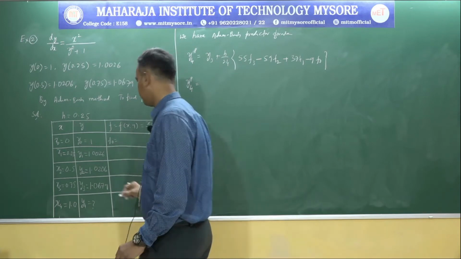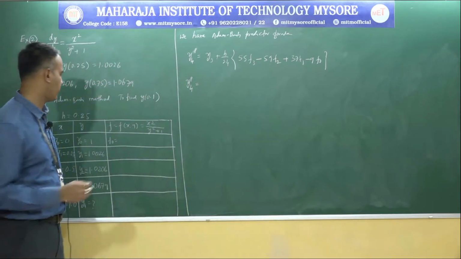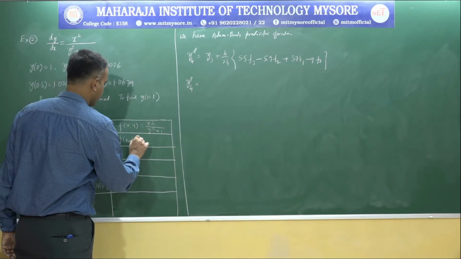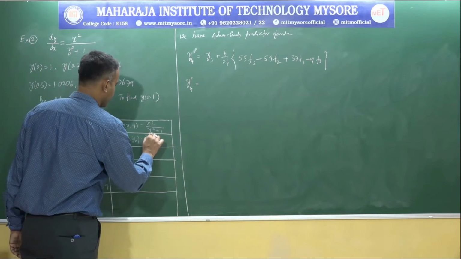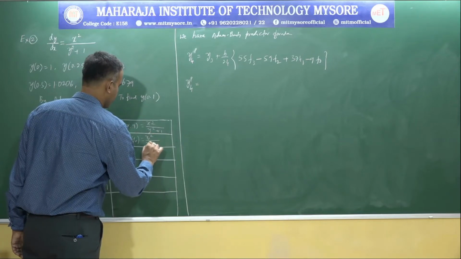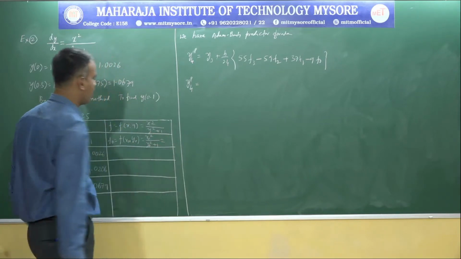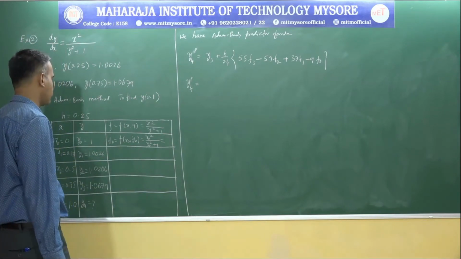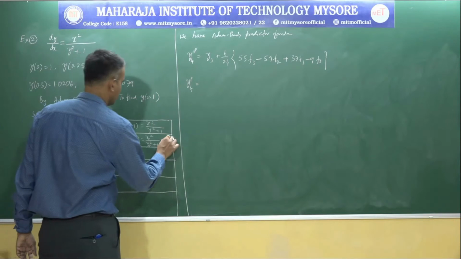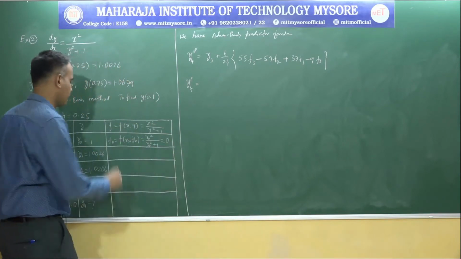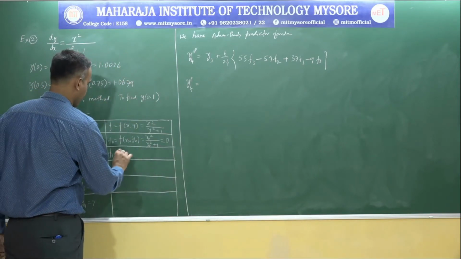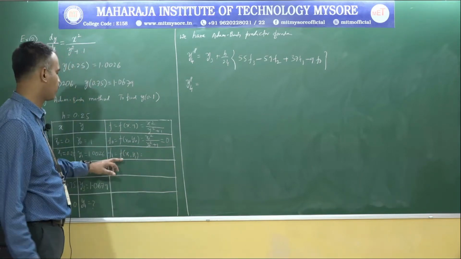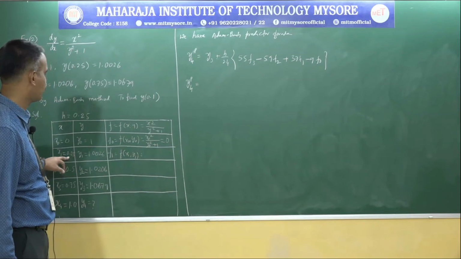Before going to y3, first we have to find the corresponding f0 value. The f0 value, in terms of f of x0 comma y0, is x0 square denominator y0 square plus 1. Now substitute and simplify: x0 is 0, so f0 is 0. Now f1, f of x1 comma y1, substitute in the function.